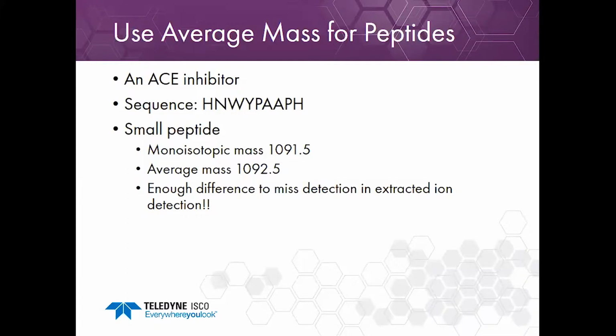I tend to use about 800 grams per mole as the point where I start using the average mass instead of the monoisotopic mass for peptides. And larger peptides will show a greater difference between the monoisotopic and the average mass. And we'll show you that in a couple of slides.